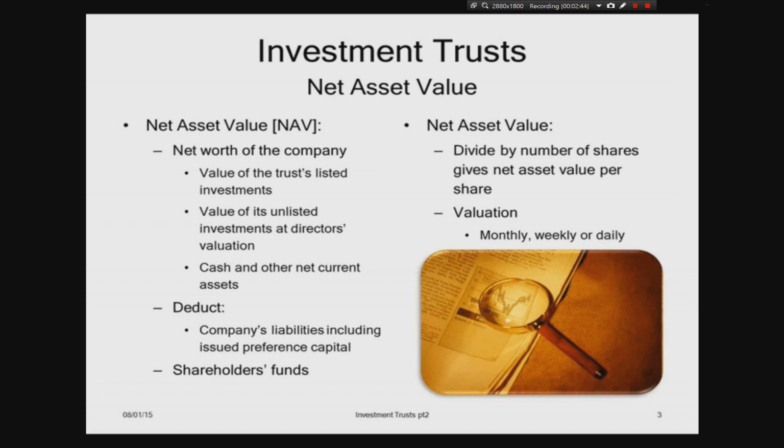The net asset value, the NAV, of an investment trust is the net worth of the trust expressed in terms of the value of a company's assets per share. I'll say that again. The net asset value of an investment trust is the net worth of the trust expressed in the terms of the value of a company's assets per share.